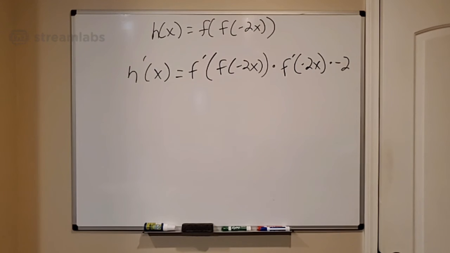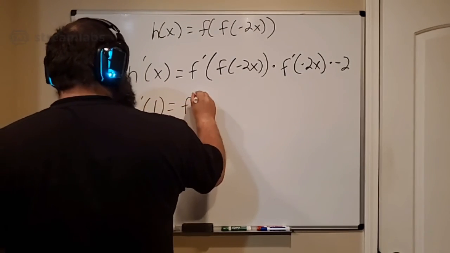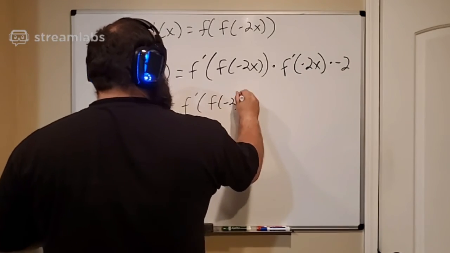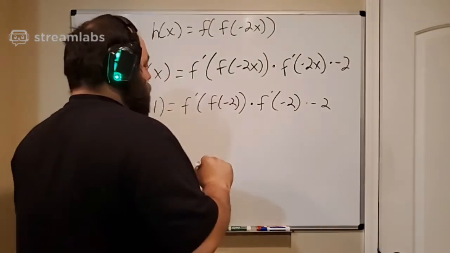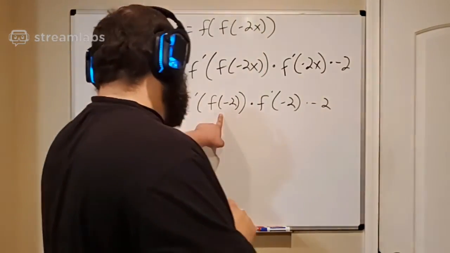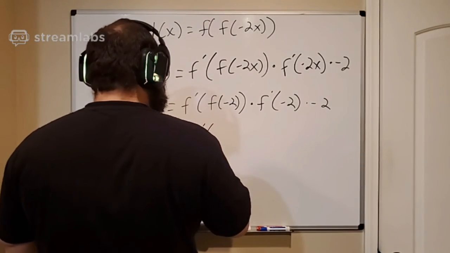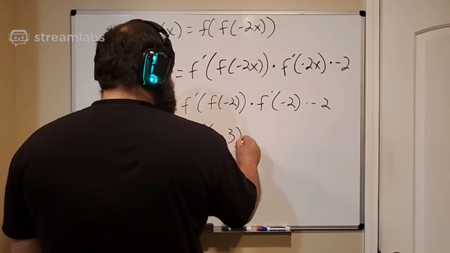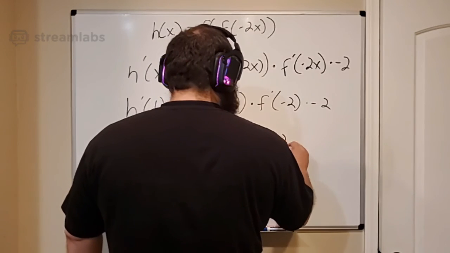And then from there we plug in our, what value are we doing? 1. So we plug in 1. So h prime of 1 is f prime of f of negative 2, times f prime of negative 2, times negative 2. And what is f of negative 2, somebody? Negative 3. And what is f prime of negative 2? 1/3. And what is f prime of negative 3? Negative 1.